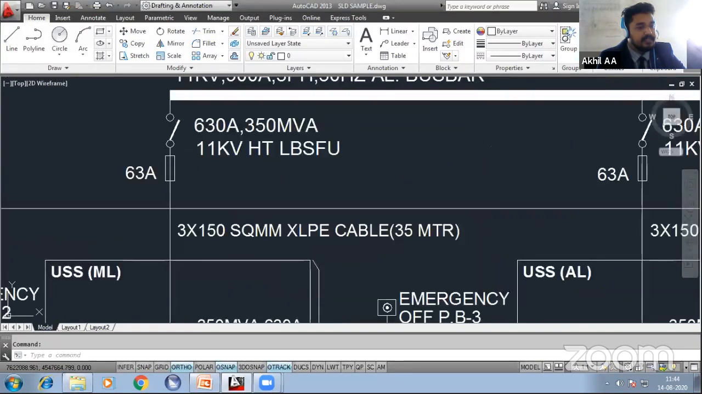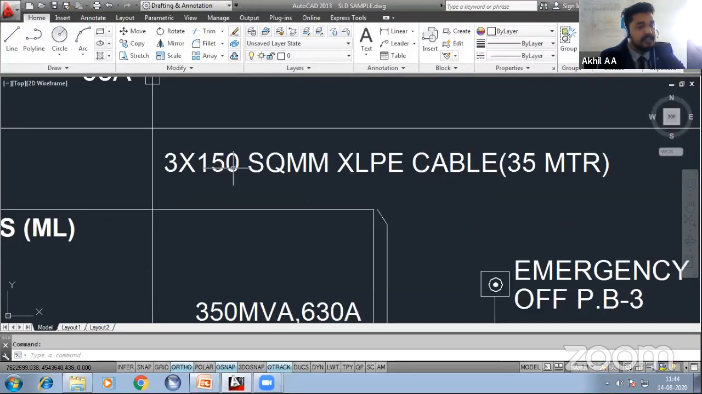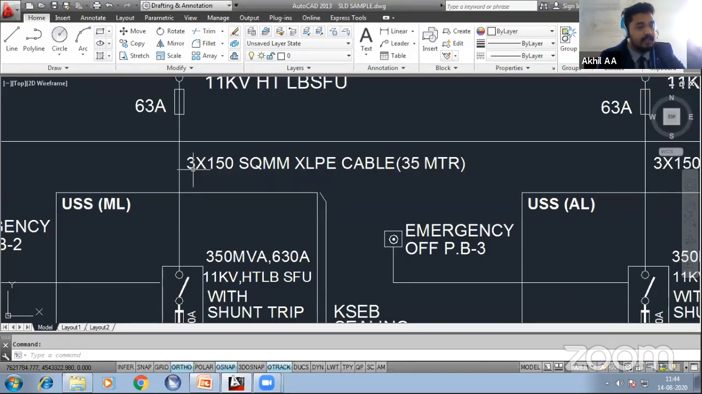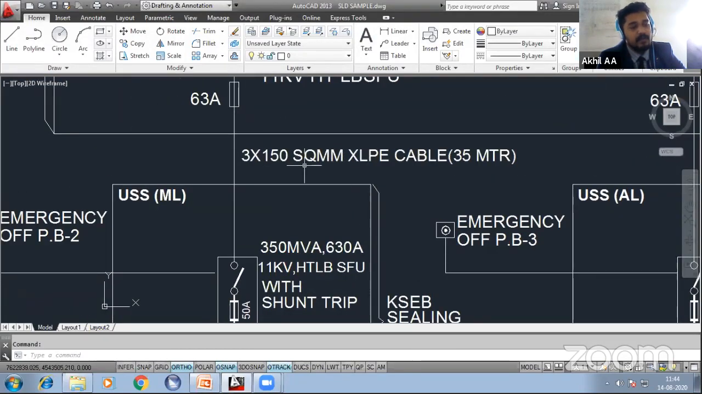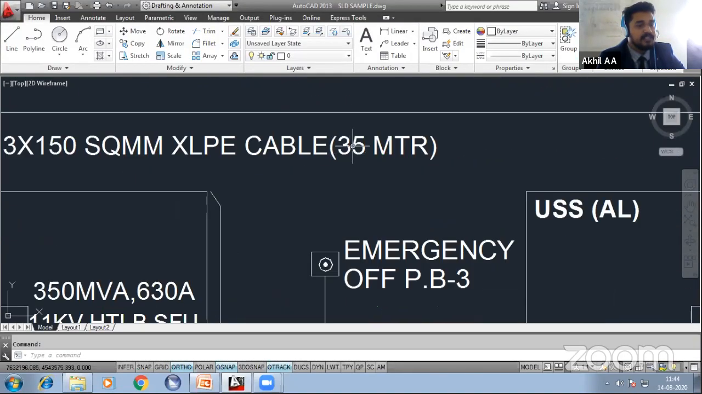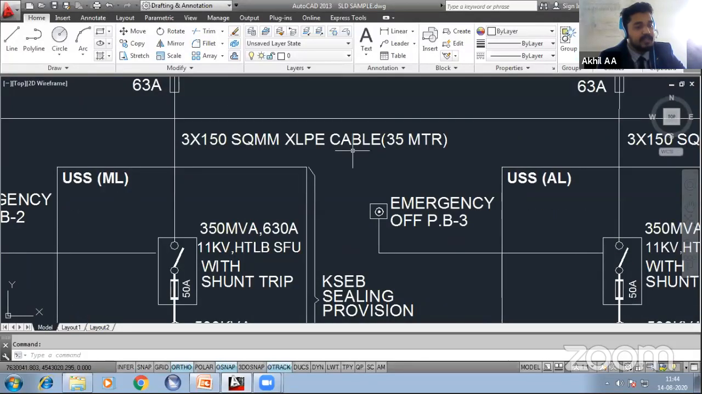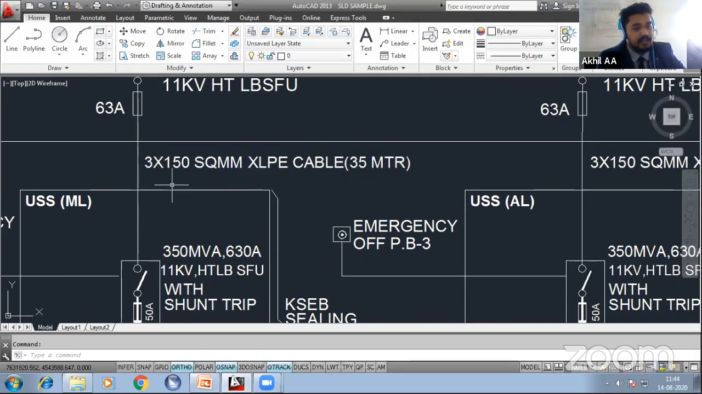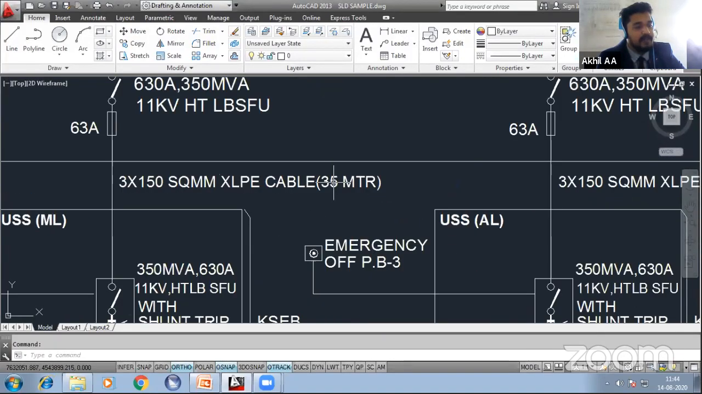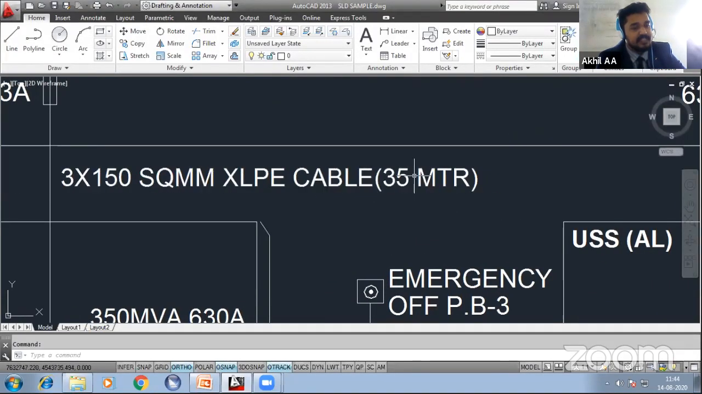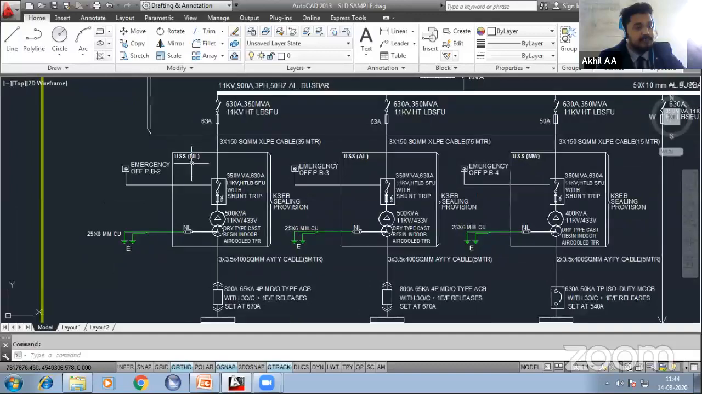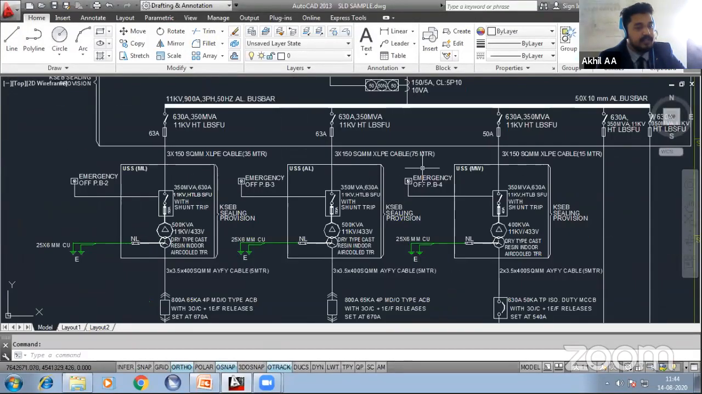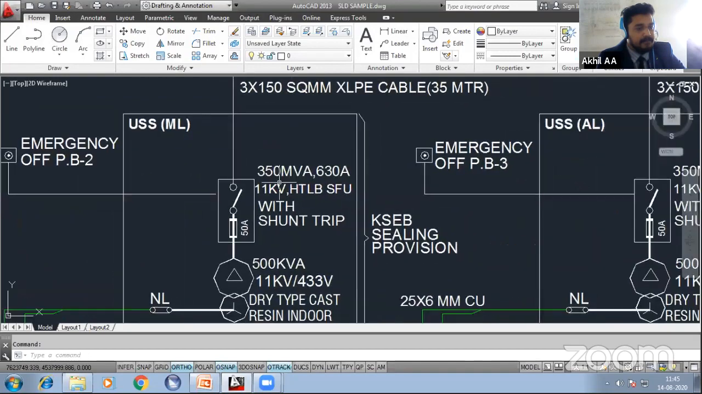Then from this HT panel, we have taken 3 into 150 square mm cable. It might be 1 run of 3-core cable or 3 runs of 150 square mm single core cable. The total distance from the HT panel to the 11 kV substation, or the unitized substation, is 35 meter. So we have mentioned the cable specification and the distance between the HT panel and the sub panel. This one is for tower 1, this one is for tower 2, and this one is for tower 3.